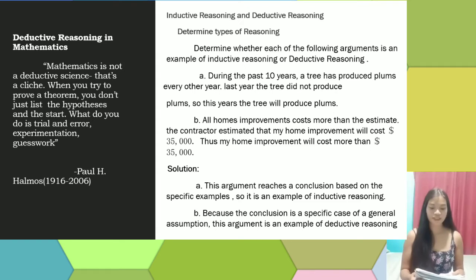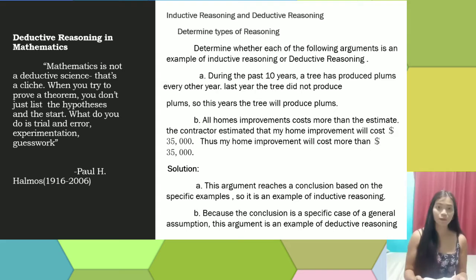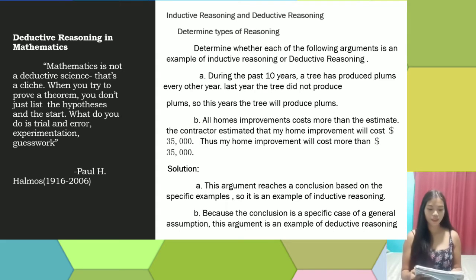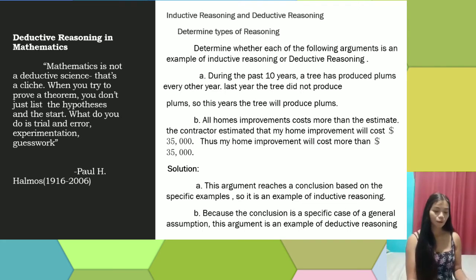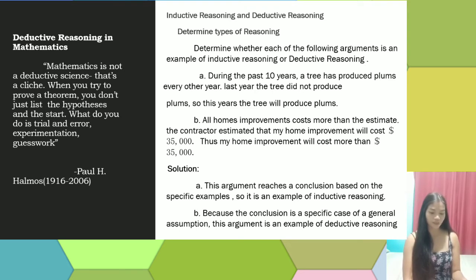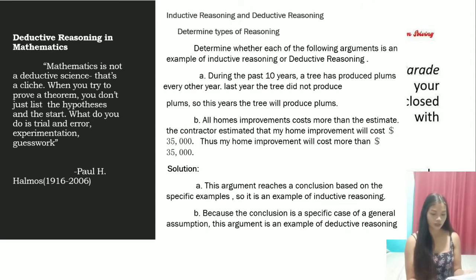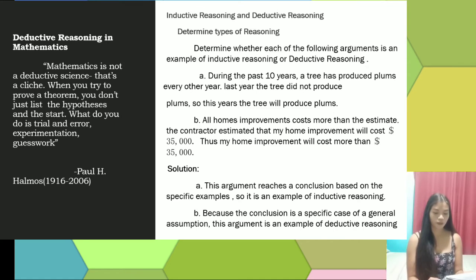Inductive reasoning versus deductive reasoning. In example 6, we analyze arguments to determine whether they use inductive or deductive reasoning. Example 6: determine types of reasoning. Determine whether each of the following arguments is an example of inductive reasoning or deductive reasoning. A. During the past 10 years, a tree has produced plums every other year. Last year, the tree did not produce plums, so this year the tree will produce plums.